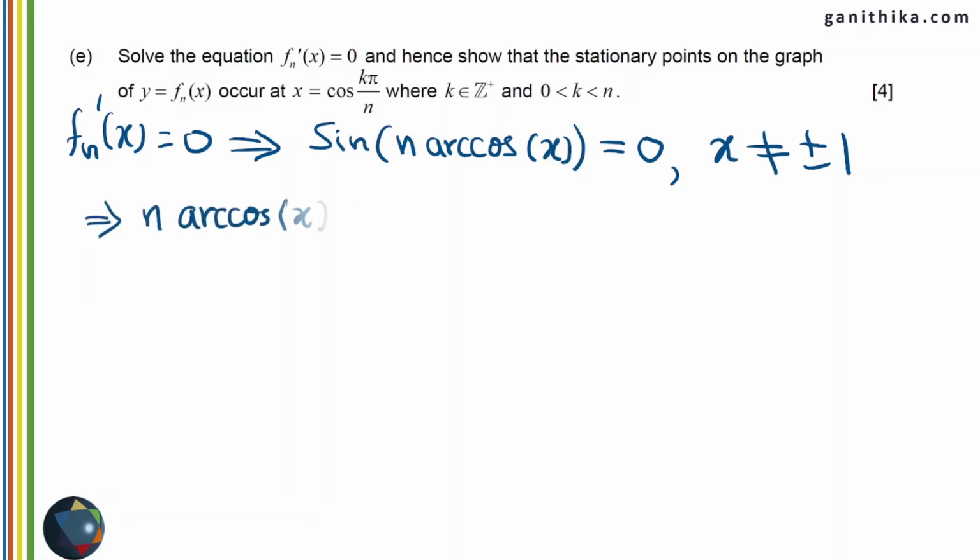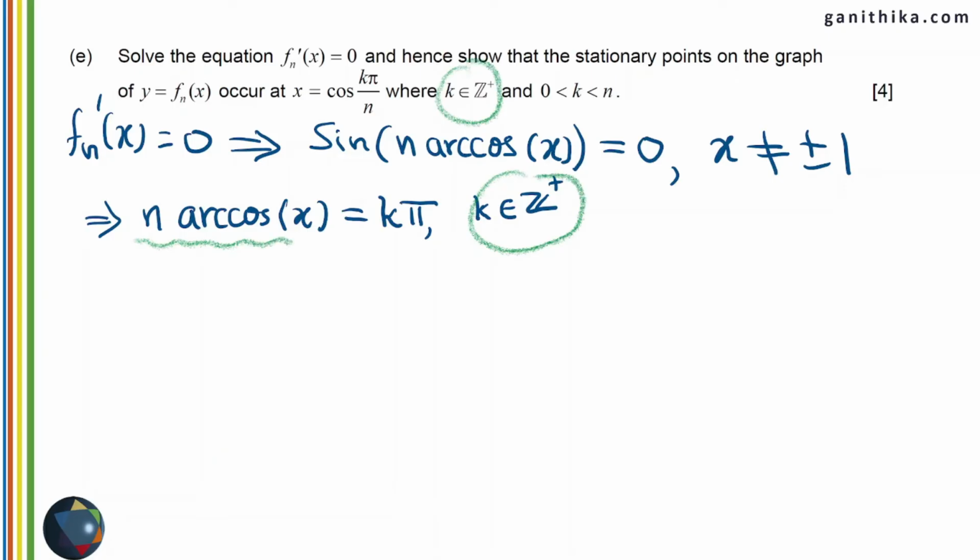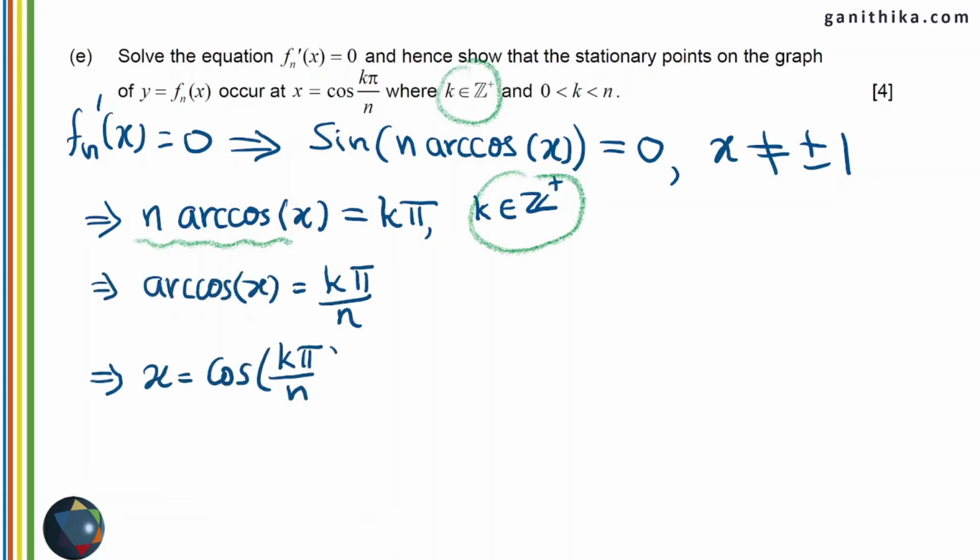Now simplifying this, you will have n arccos x is equal to k pi. You know that the range of arccos x is 0 to pi, which is positive. Therefore, arccos x is always positive, above the x-axis, and n is a positive integer. Therefore, n times arccos x should give a positive number. Therefore, k is a positive integer. That part of the question is satisfied now. You have n arccos x is equal to k pi, and because both of them are positive, k has to be a positive integer. Now simplifying this, you can see that x is equal to cos(k pi over n).